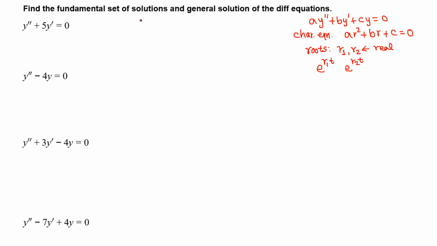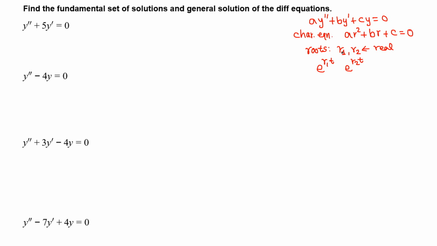Find the fundamental set of solutions and the general solutions of the differential equations. Note that when we have a second order constant coefficient homogeneous differential equation like ay double prime plus by prime plus cy equals 0, then we can solve this equation by first finding the characteristic equation, which is just replace y double prime by r squared, y prime by r. So basically ar squared plus br plus c equals 0, and solve.